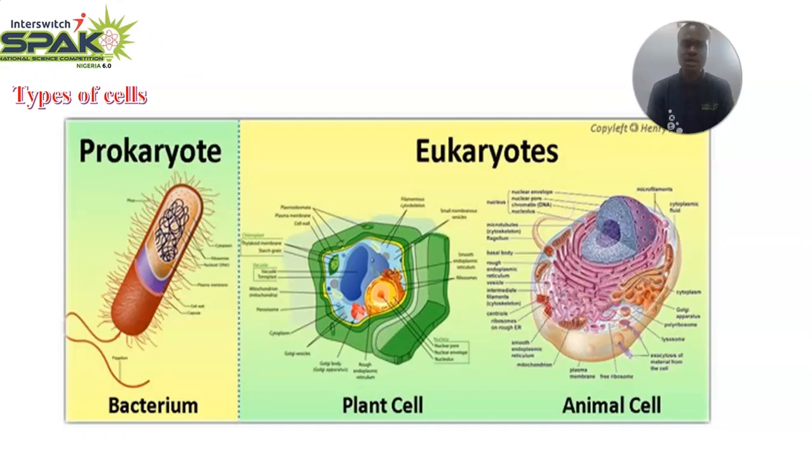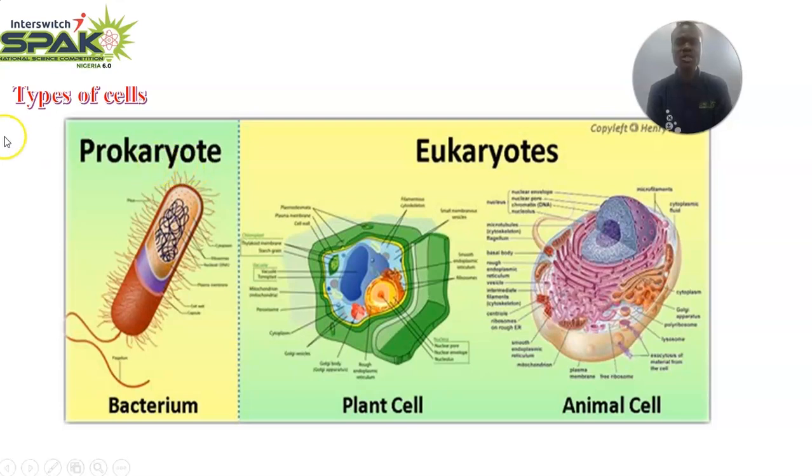Now let's look at the types of cells. There are two principal types of cell: the prokaryotic cell and the eukaryotic cell. When you look at the diagram I put here, this is a bacterium. From the word prokaryotic, pro means before, and karyon refers to nucleus. So these cells evolved before the evolution of the nucleus.